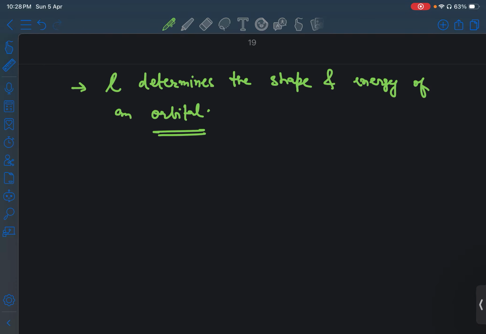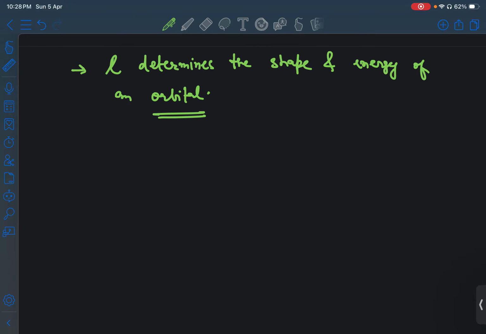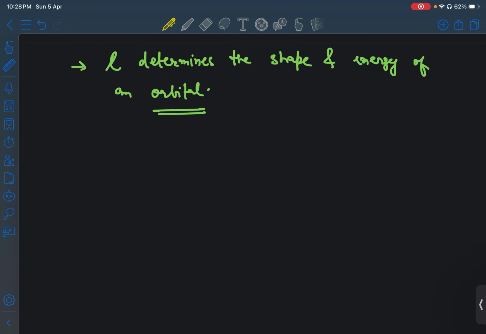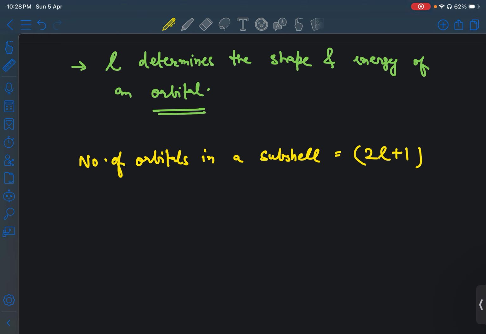All right. So this is how we can calculate the azimuthal quantum number. With the help of L, we can also calculate a few other parameters. Let's say if we need to calculate the number of orbitals in a subshell. How do we calculate? It is equal to 2L plus 1.